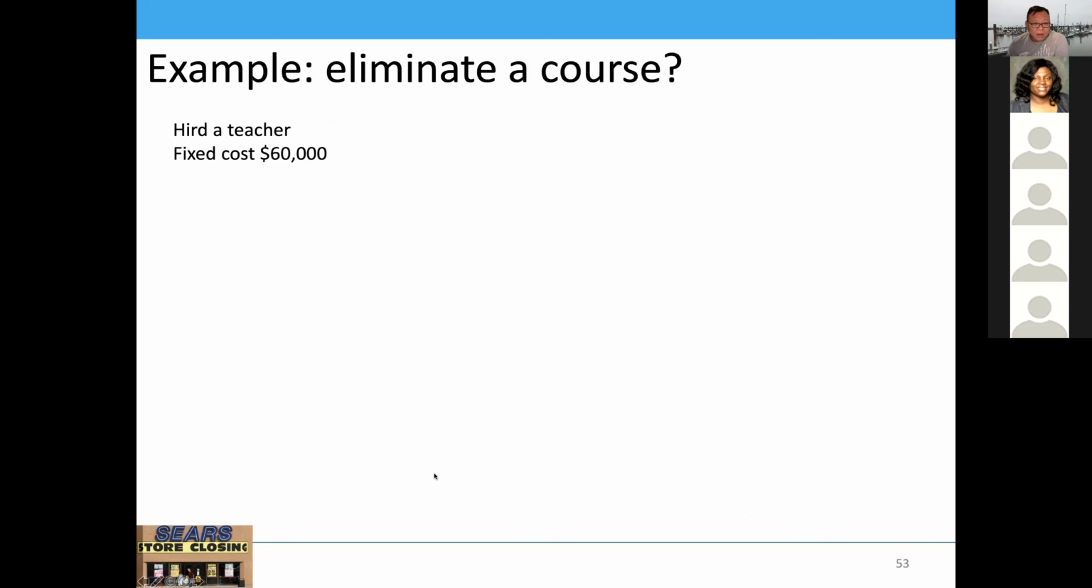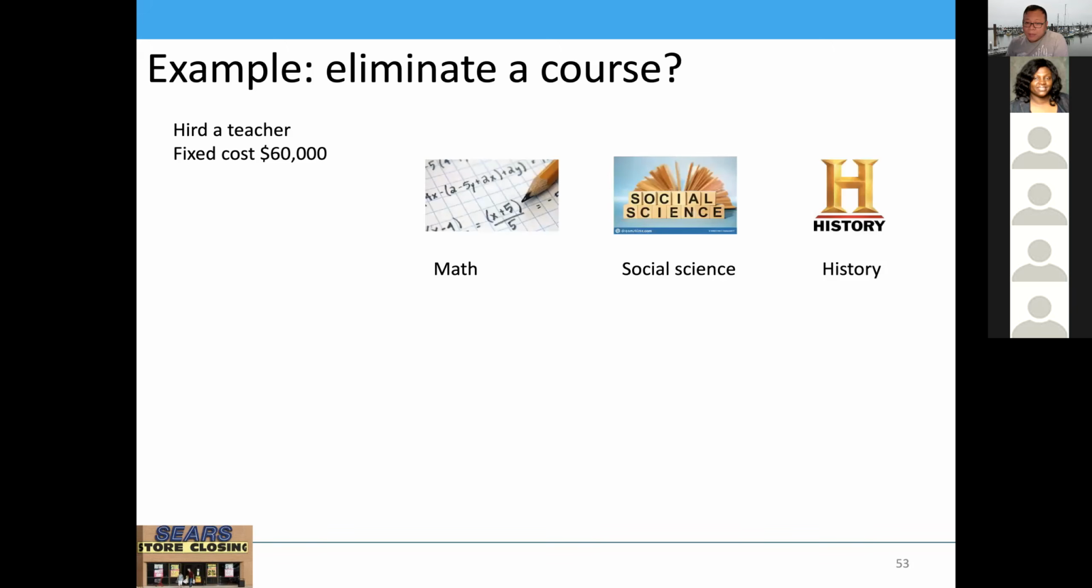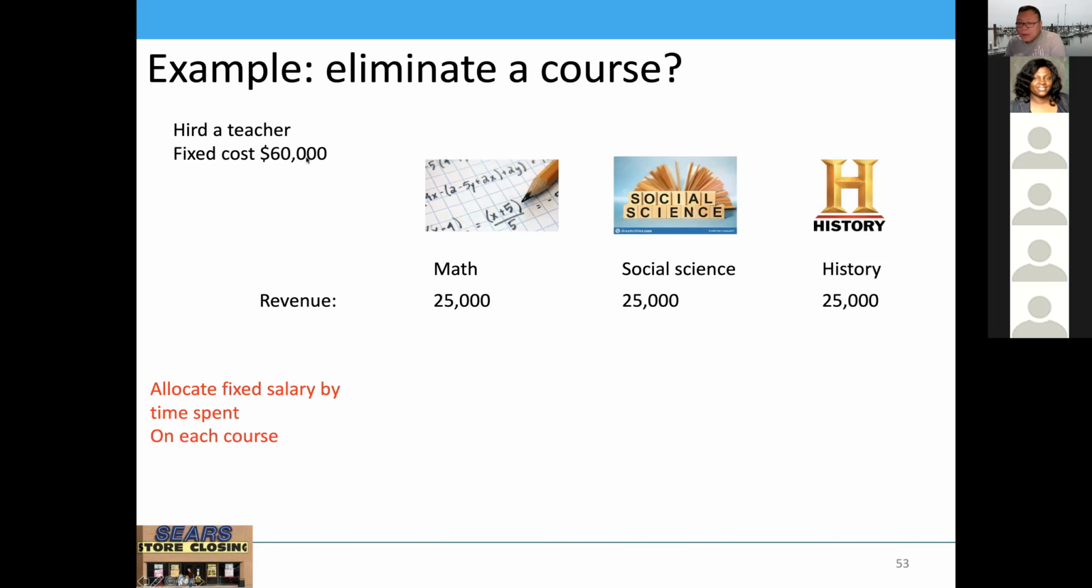Suppose we are talking about a scenario. This is a teaching institution, and there's one teacher we pay $60,000 a year. The teacher is responsible for 3 courses: math, social science, and history. The tuition fee we earn from the different courses is the same, $25,000 for each course. But the teacher spends different times in each course. We are going to allocate the fixed cost to each course based on the time they spend on the course.